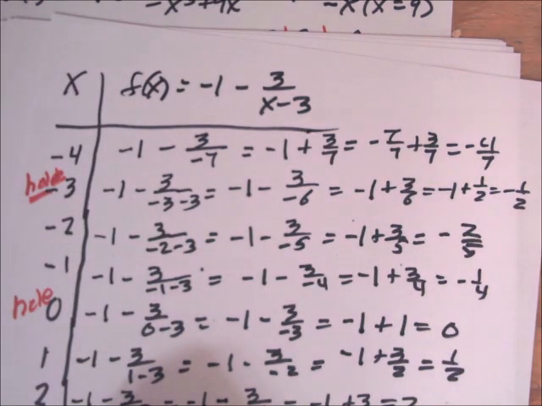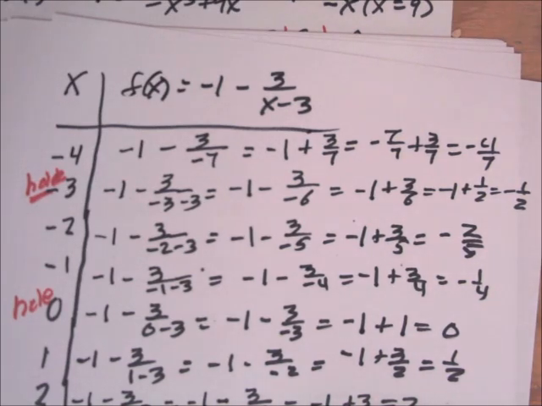If x is 4, negative 1 minus 3 over 4 minus 3. Negative 1 minus 3 over 1. That's going to be negative 4. If x is 5, negative 1 minus 3 over 5 minus 3. Negative 1 minus 3 over 2 would be negative 5 halves, negative 2 1/2.